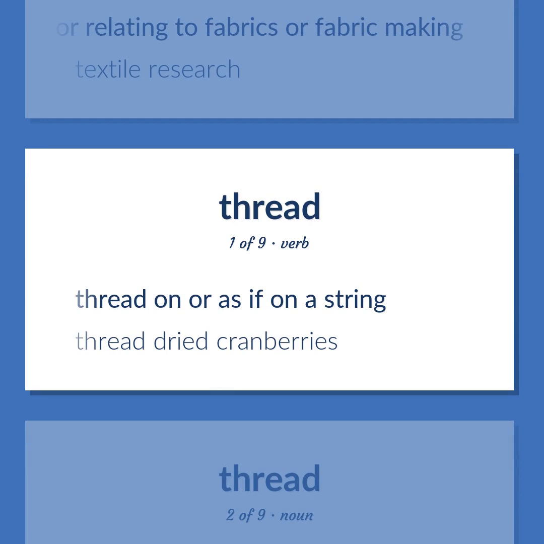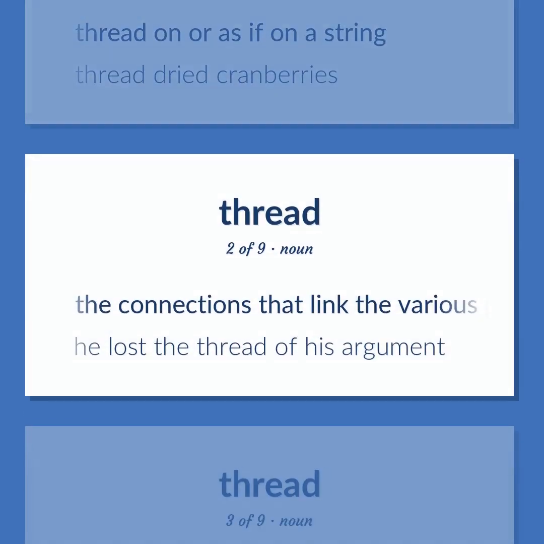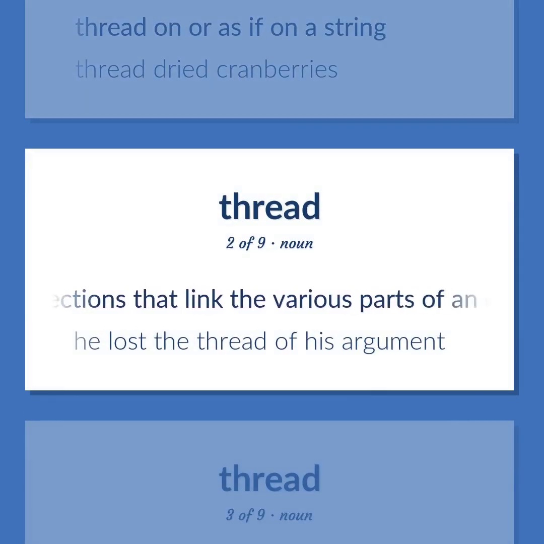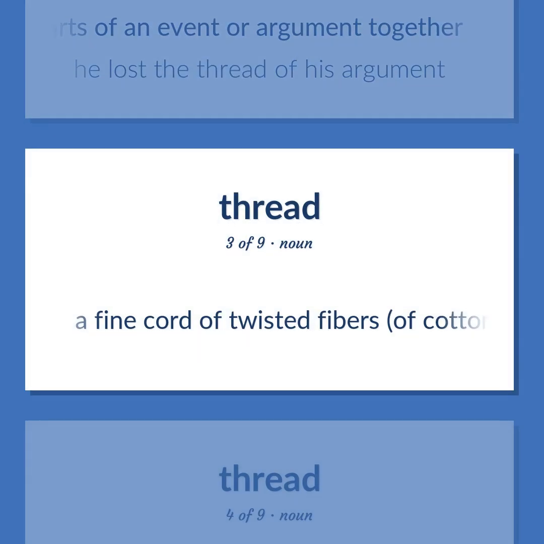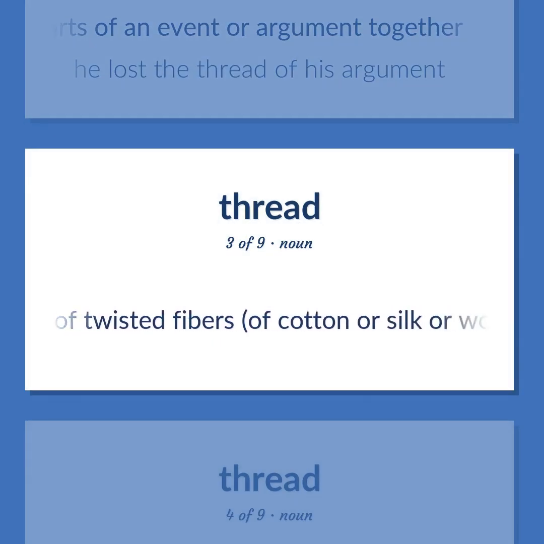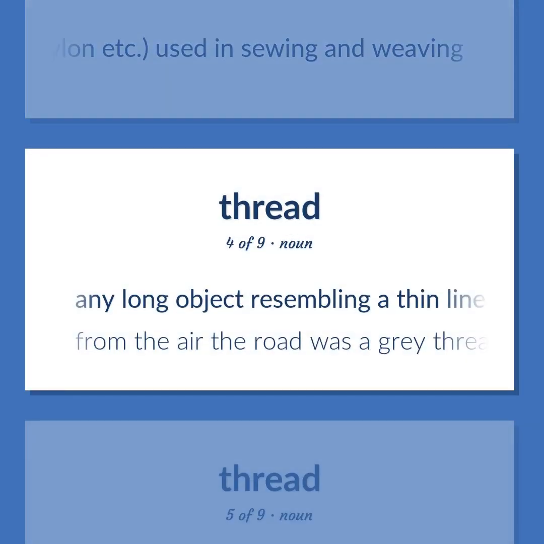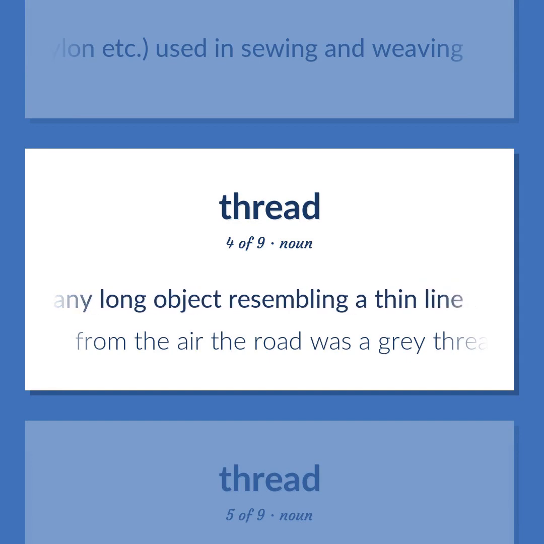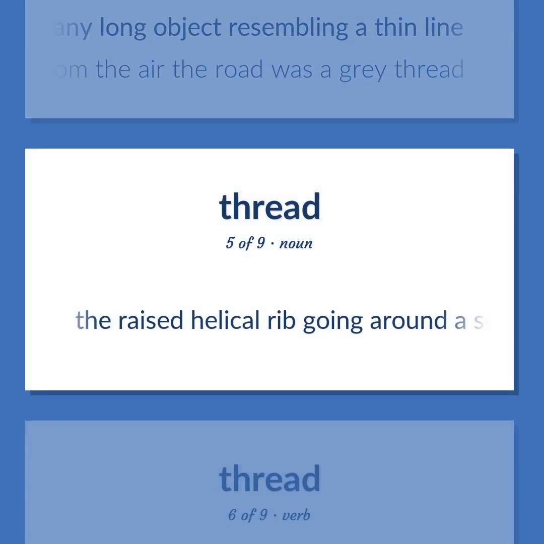Thread on or as if on a string. Thread dried cranberries. The connections that link the various parts of an event or argument together. He lost the thread of his argument. A fine cord of twisted fibers, of cotton or silk or wool or nylon, etc. Used in sewing and weaving. Any long object resembling a thin line. From the air the road was a gray thread. The raised helical rib going around a screw.